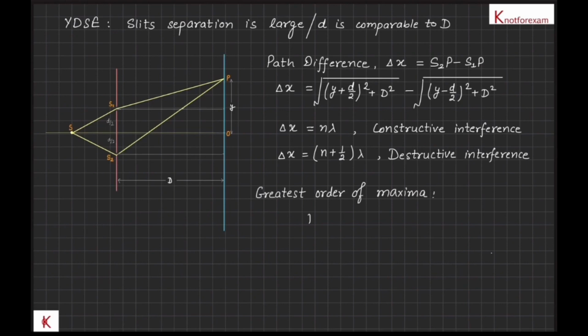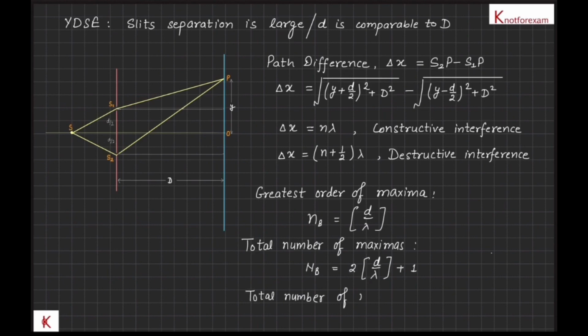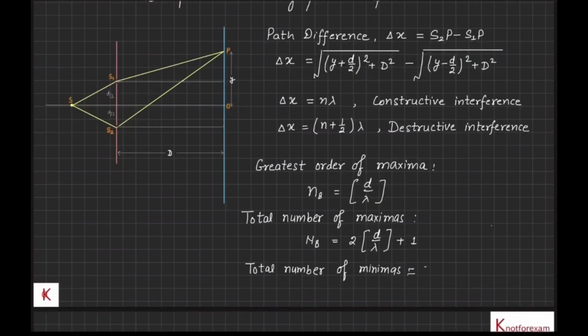Also, the maximum order of bright fringe will be equal to the greatest integer of d upon lambda, and the total bright fringes will be equal to twice the greatest integer of d upon lambda plus 1, including central maxima and maxima at infinity, and the total number of dark fringes will be twice the greatest integer of (d upon lambda plus half).